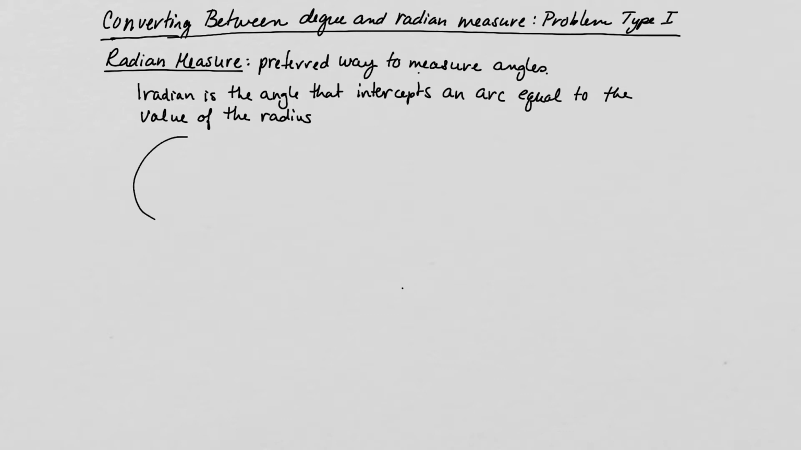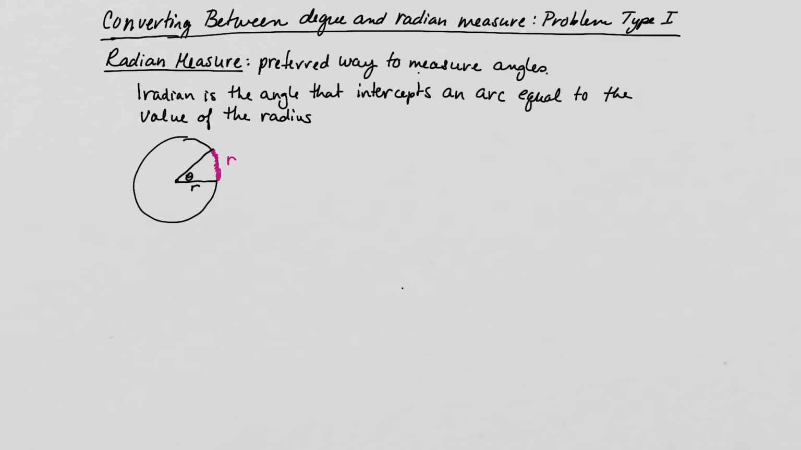So if you have a circle, here's the radius of my circle, and if I want to draw an angle, let's say this is my angle, and we're saying that this angle theta is 1 radian, what that would have to mean is that this part of the circle here would also have to be equal to r.